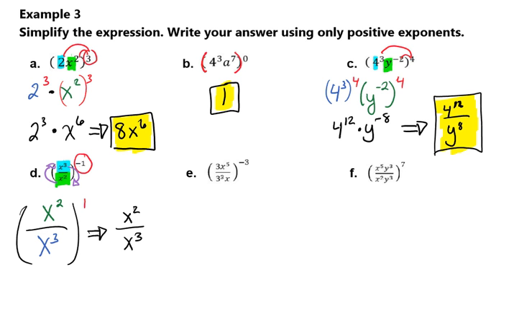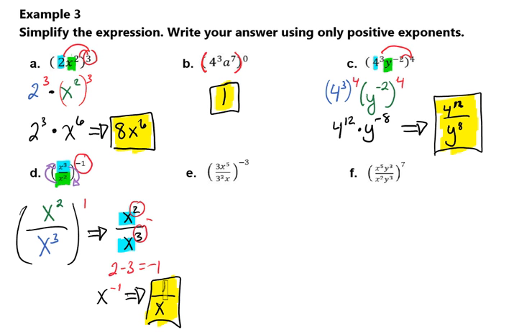And now notice here we have twin bases that are stacked. And we know that when they're stacked, we subtract. So 2 minus 3 is a negative 1. So that's going to leave us with an x to the negative 1 power. And we don't want to have a negative, we want all positives, so this will then become 1 over x. And this will be our final answer.